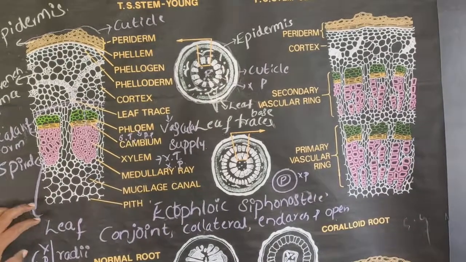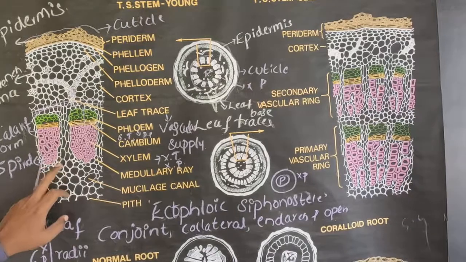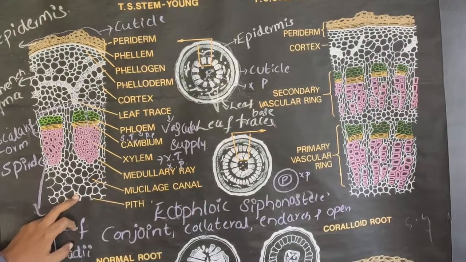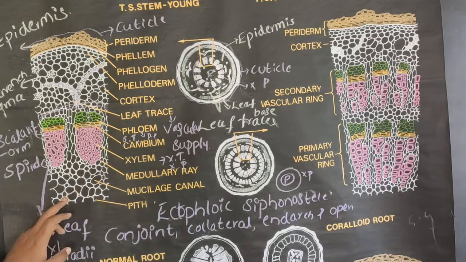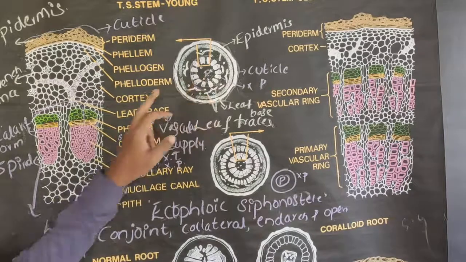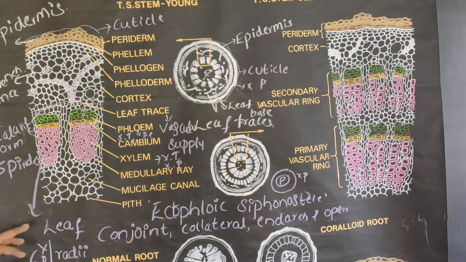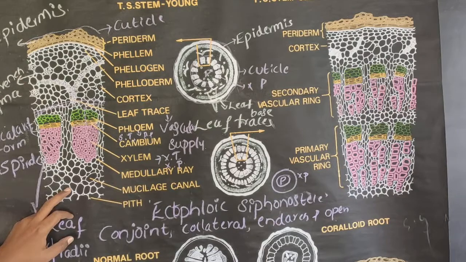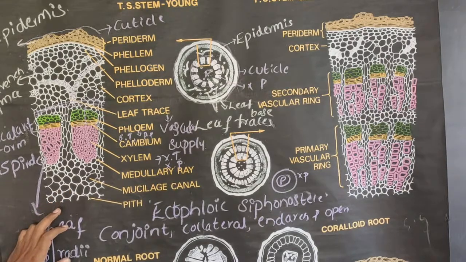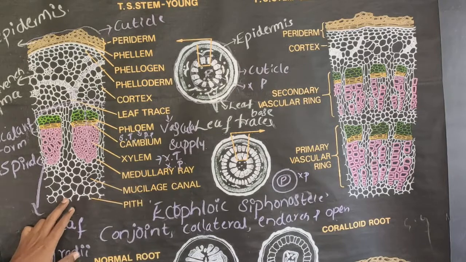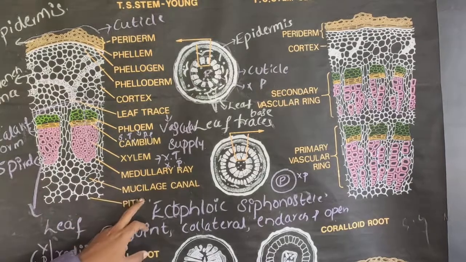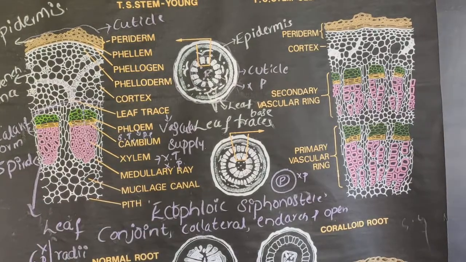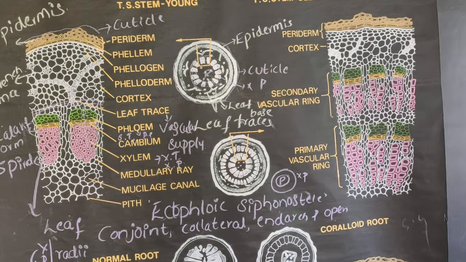Next, the vascular cylinder is followed by the central pith. In case of cycas stem, a prominent pith is present at the center. The cells of this pith are mainly parenchymatous cells. Some of these parenchymatous cells are modified into mucilaginous canals. These mucilaginous canals help in storage of water, food and nutrients.